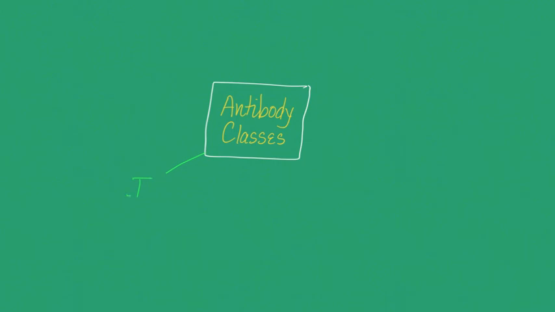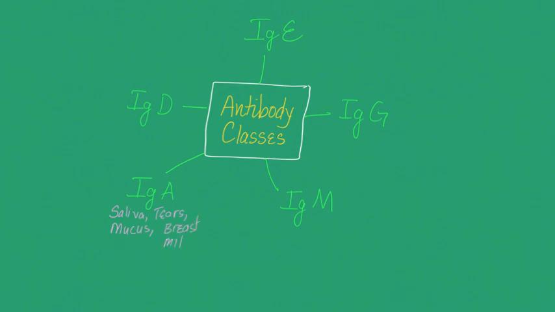Before we go into the process of antibody-mediated immunity, let's take a look at the 5 major classes of antibodies. We have IgA, IgD, IgE, IgG, and IgM. The word Ig stands for immunoglobulin, which is another word for an antibody. Antibodies are proteins. IgA antibodies are found in bodily secretions such as saliva, tears, mucus, and breast milk. IgD are a special kind of antibodies that are always found attached to B lymphocytes.